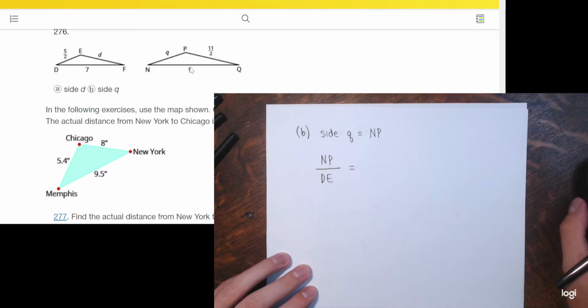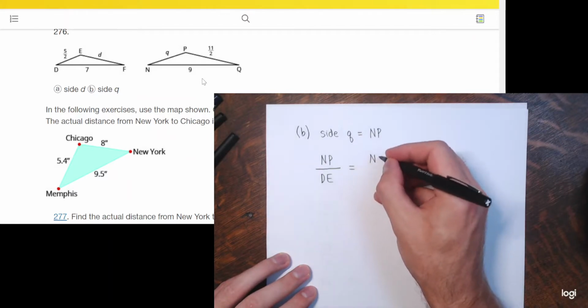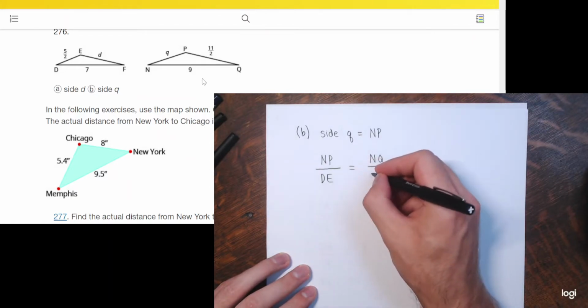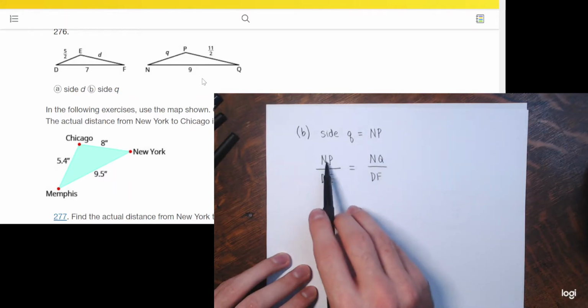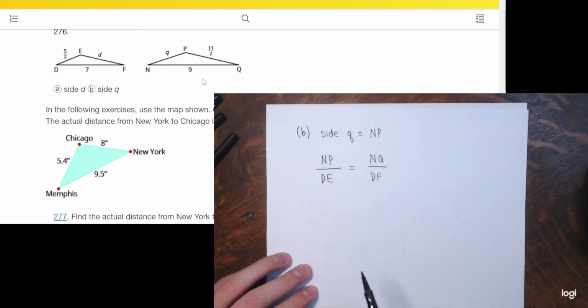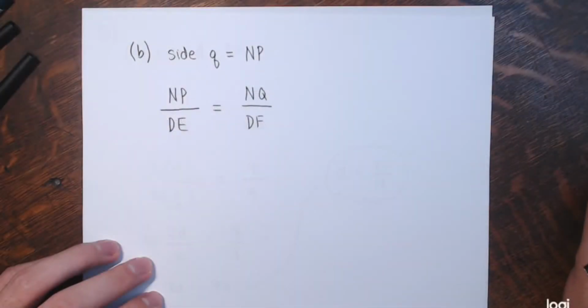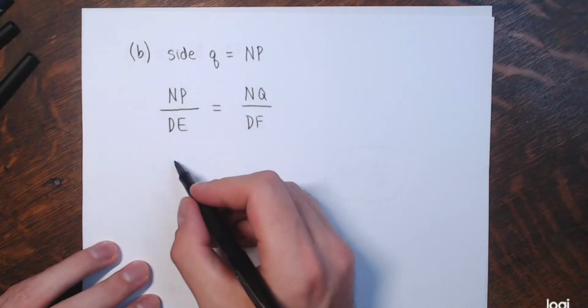I'll use DF and NQ again. So this time though, I'm going to have NQ in the numerator and DF in the denominator, because I want the numerators to come from the same triangle and the denominators to come from the same triangle, right? Remain consistent. Alright, then making this a tad bigger. NP, that's the little q.